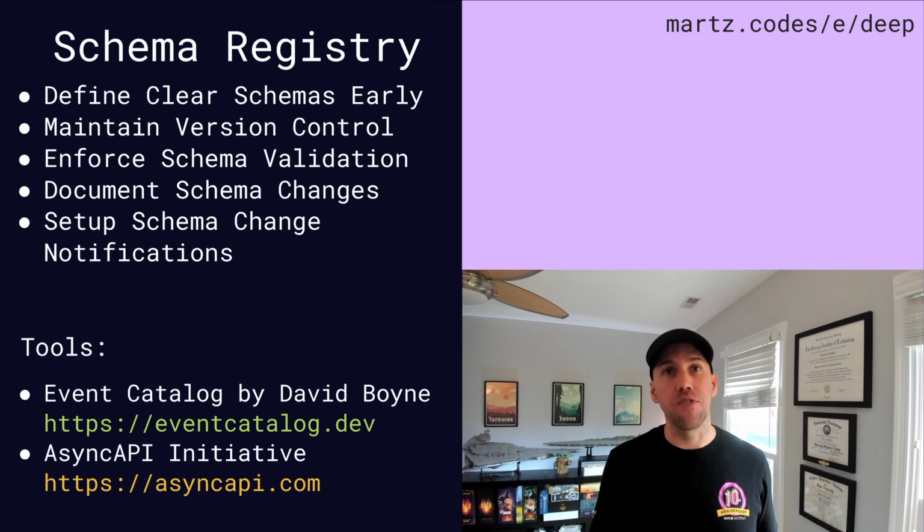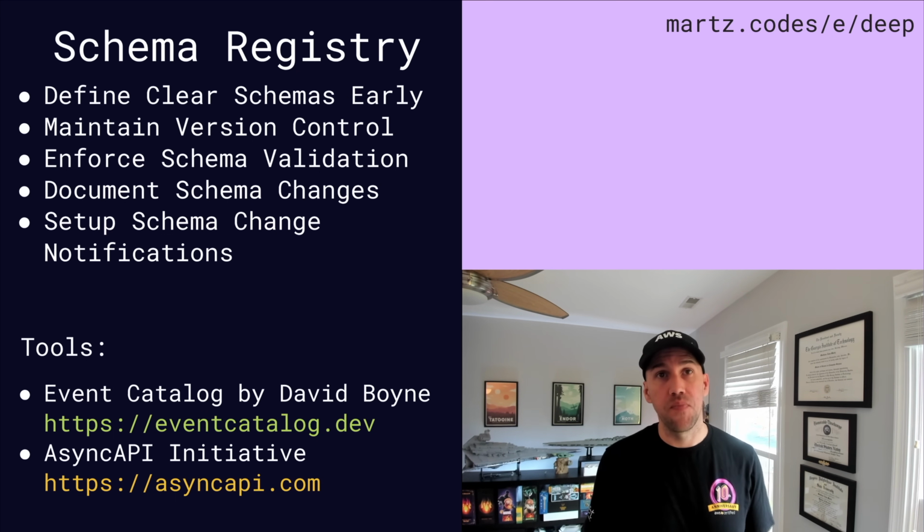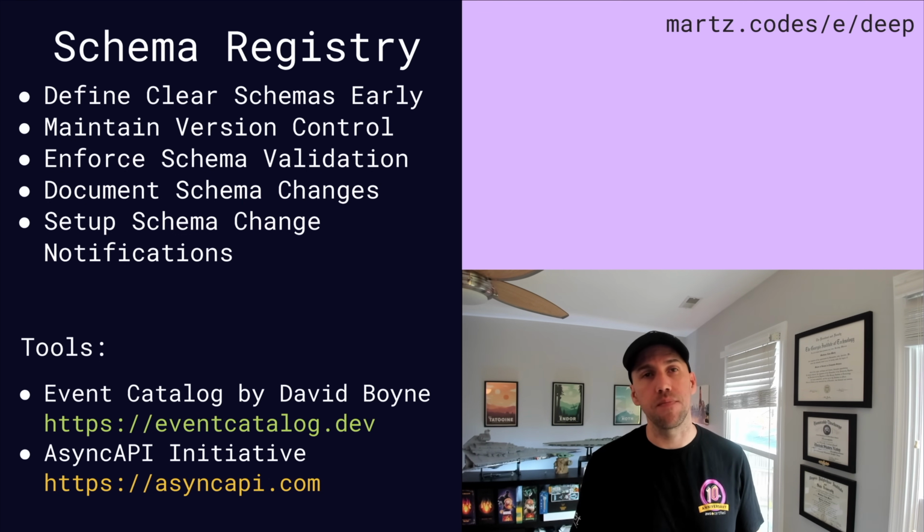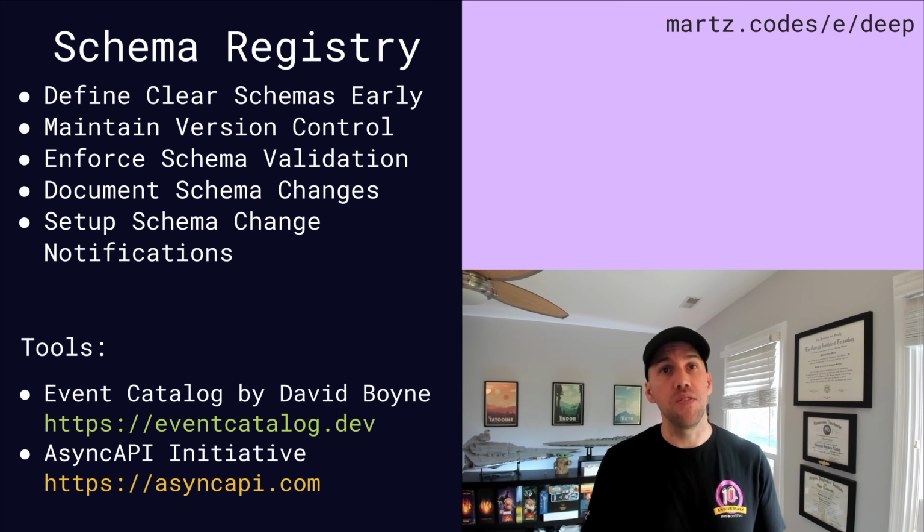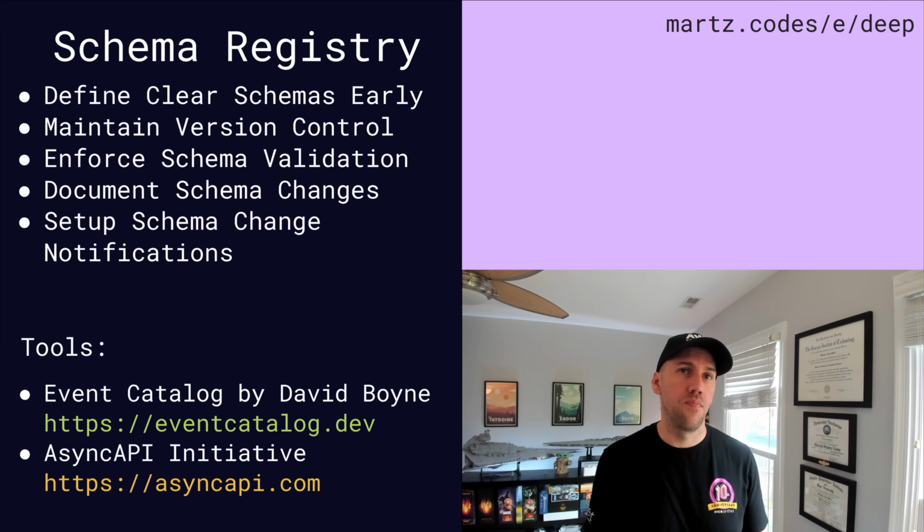Keep a detailed record of any changes made to your schemas. Proper documentation is crucial for understanding the evolution of your event structures and for troubleshooting. Implement notifications for schema changes. This keeps all the stakeholders informed about modifications, ensuring that everyone is aligned with the latest schema updates.